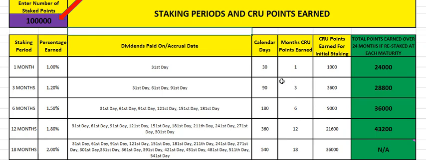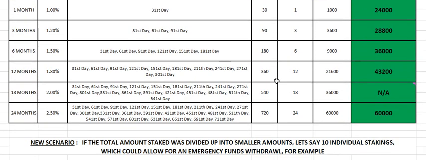Now, what I want to do is give you another scenario. One of the downfalls, I suppose, is if you invest for a higher period and then for some reason you need some funds urgently, so you have to break a staking contract. For argument's sake, if you put 100,000 on 24 months, obviously you're going to receive 60,000 CRU points. But let's just say halfway through, at 12 months, your car blew up and you needed some urgent car repairs, and you might have to withdraw 2,000, 4,000, 6,000, whatever. Car repairs aren't cheap these days.